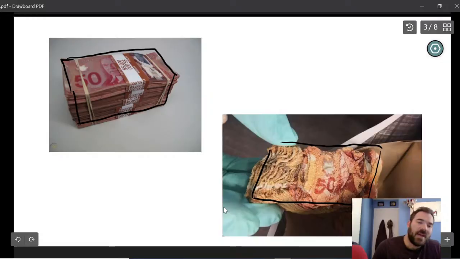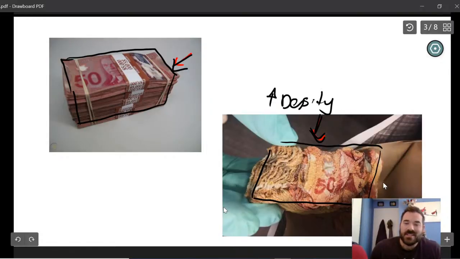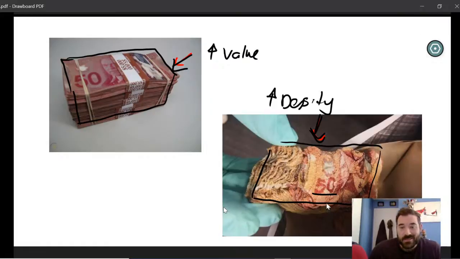Now, a chemical reaction did take place, but just for our purposes, let's just say that the masses are pretty much the same between the two stacks. The big difference being that this stack takes up way more space than this stack. So which stack of money would be the most dense? Well, this would have the greater density because it's the same amount of mass, just in a smaller amount of space. Whereas this one would have the greater value because unless you can peel all the numbers off all these bills, I think this money is pretty worthless.